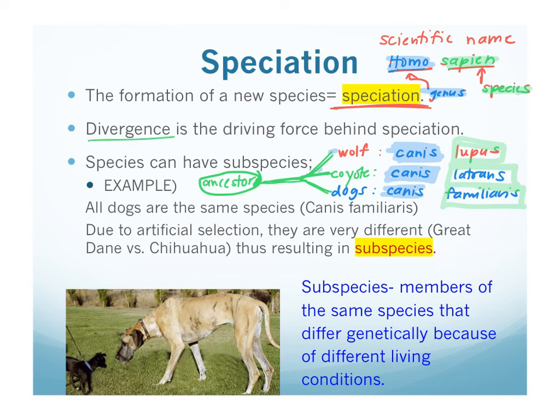So divergence is that force behind making new species. Remember, speciation is the making of new species. So remember, all dogs are the same species, okay? But due to different selection, they are very different. So a Great Dane versus a Chihuahua, that makes even a subspecies. So subspecies is members of the same species that differ genetically because of different living conditions.